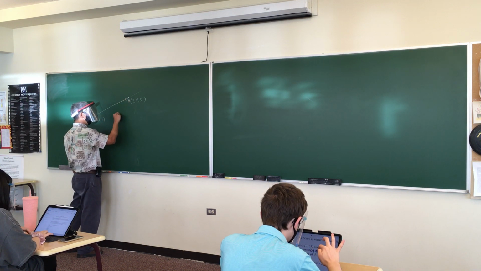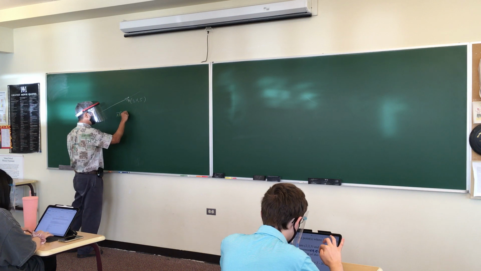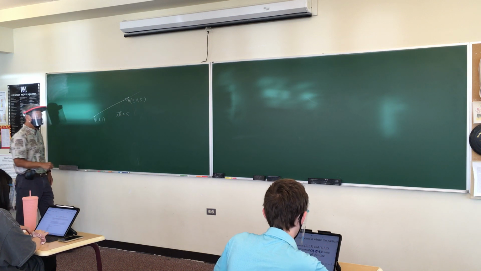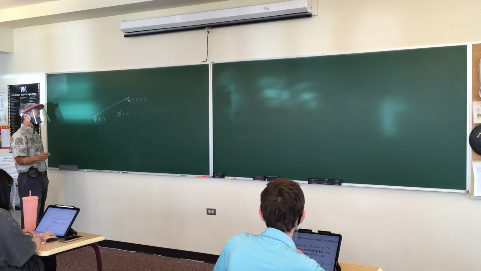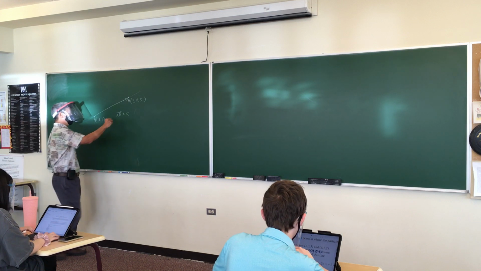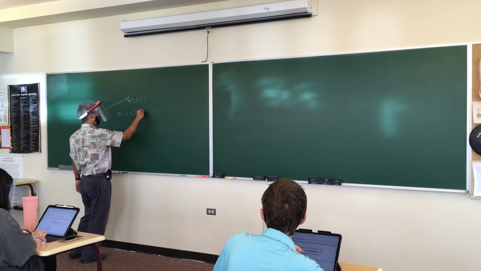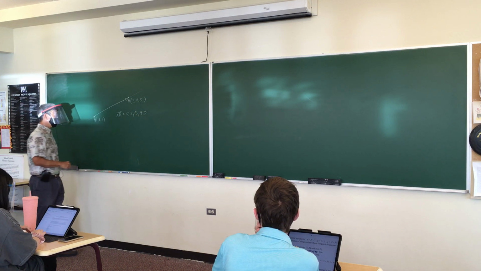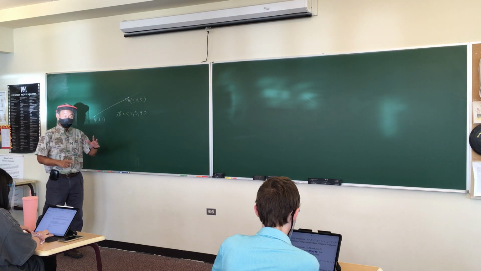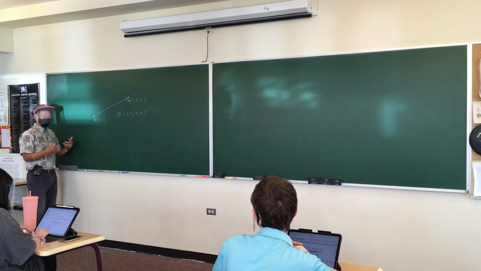Now, componentize it. You guys should be good at this. How do you componentize a vector? You go head minus tail. So what is it? 3 minus 1, 4 minus 1, 5 minus 1. How creative.